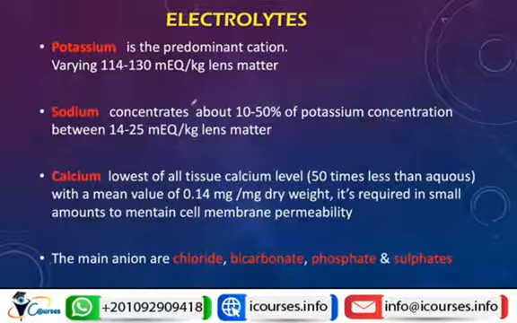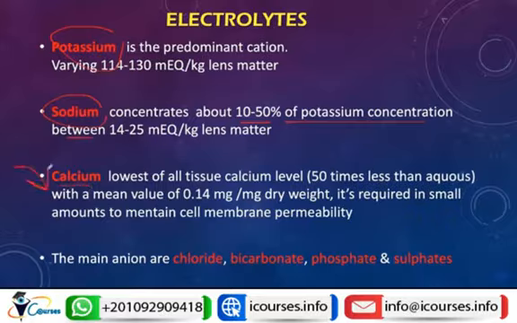Many electrolytes such as cations and anions are present in the lens, such as potassium. Potassium is the main cation present in the lens, and the sodium will be about 10 to 50% of the potassium concentration. The calcium here is the striking one, as it has the lowest concentration in all tissues, 50 times less than the aqueous.